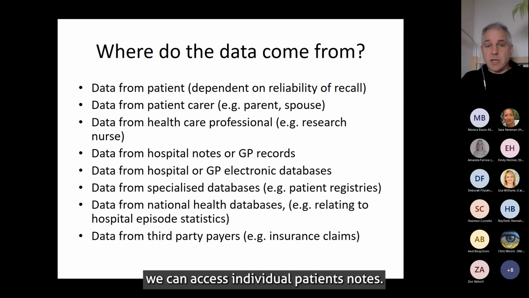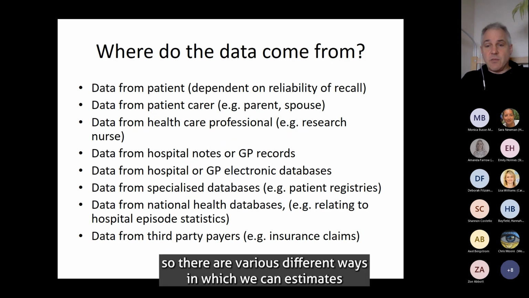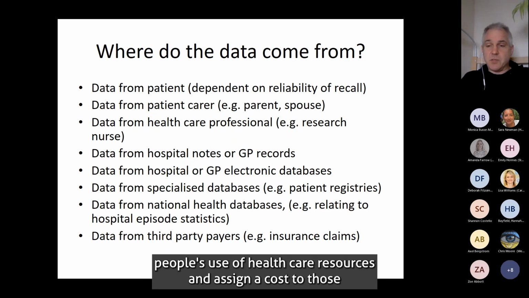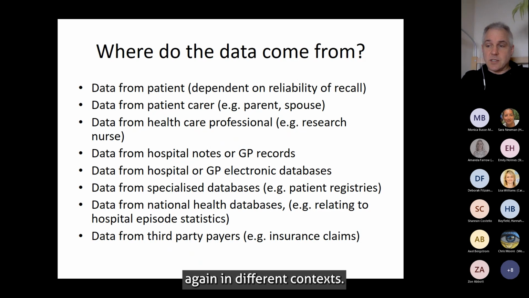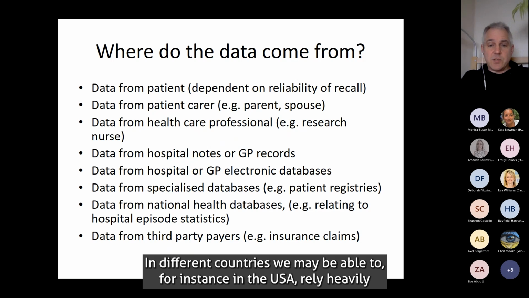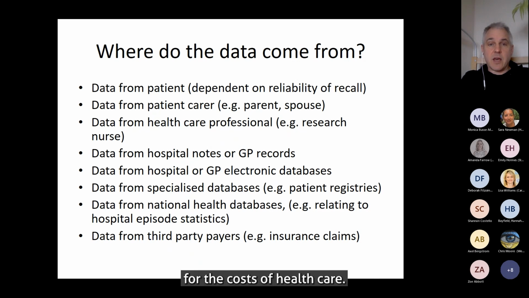We can access individual patients' notes. Obviously, this is facilitated when these are electronically compiled. So there are various different ways in which we can estimate people's use of healthcare resources and assign a cost to those. Again, in different contexts and different countries, we may be able to, for instance, in the USA, rely heavily on insurance claims as being a proxy for the costs of healthcare.